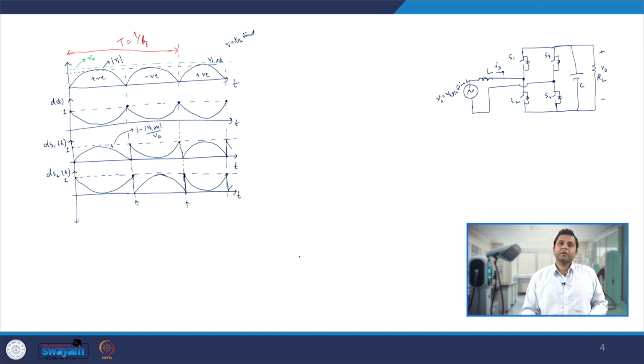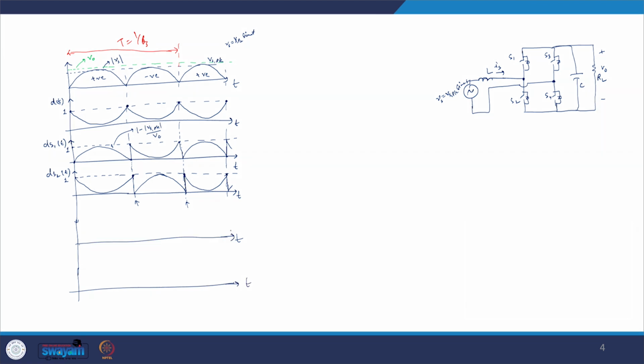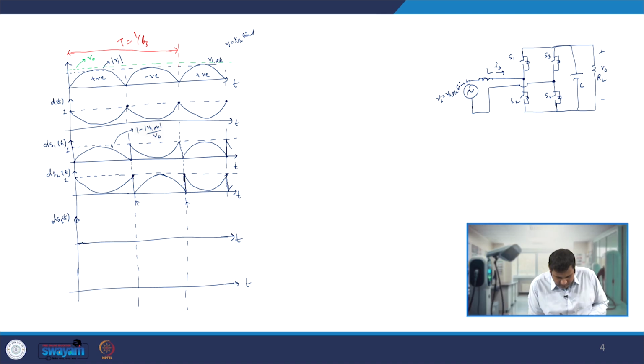Now, let us say we are looking at just the S3 and S4 switches. If we draw the duty ratio of our dS3, dS3 is on always during the negative half cycle. So we can write it is 0 in the positive half cycle and it directly goes to 1, then again to 0.